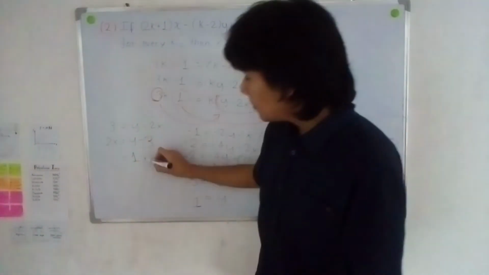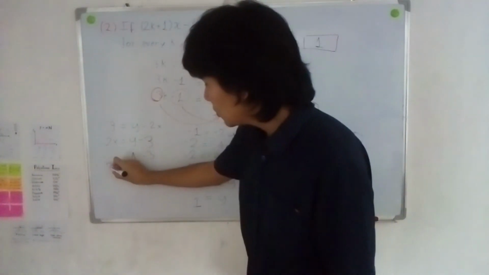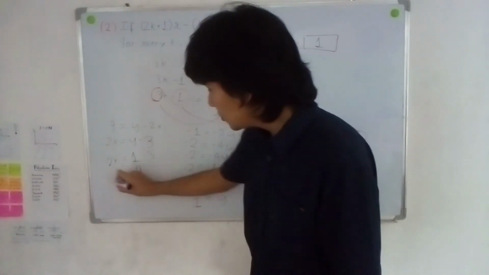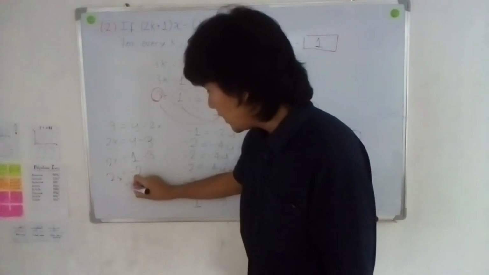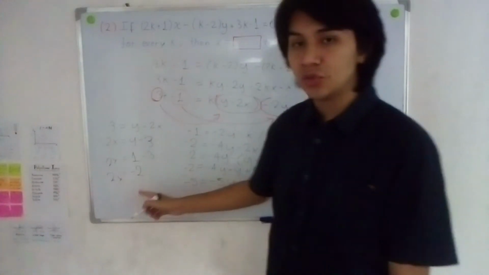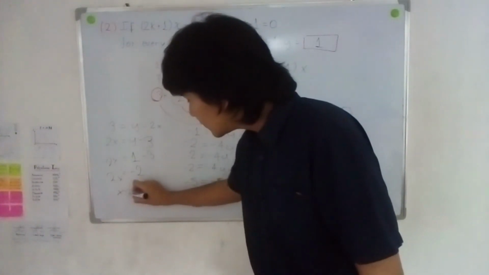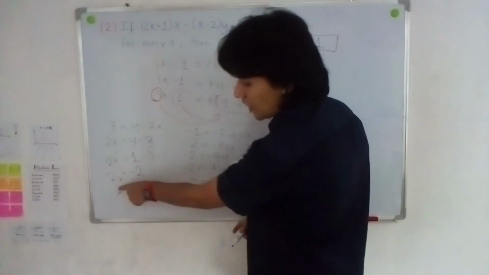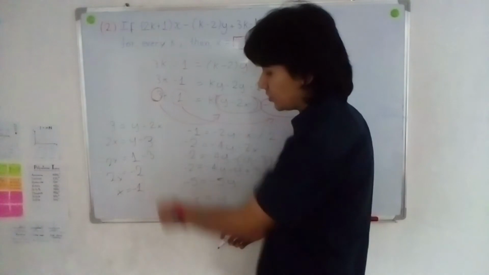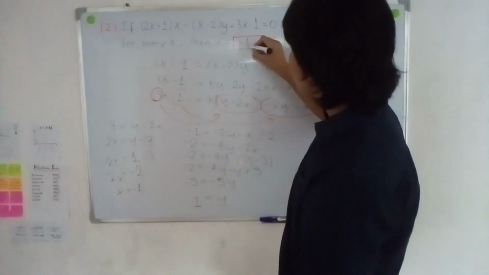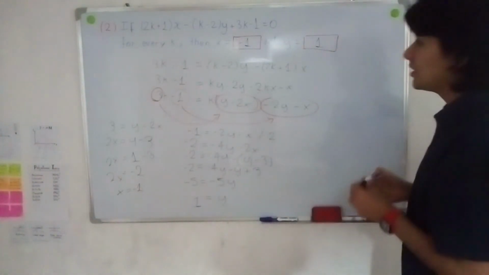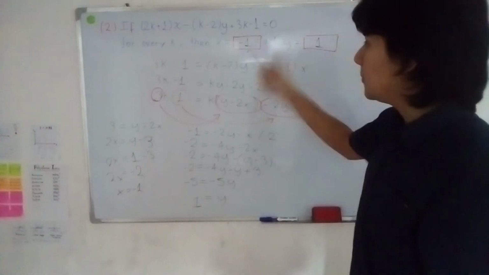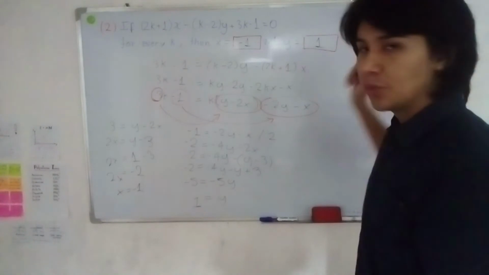Y is 1 minus 3, 2x. That is minus 2, 2x. And x is minus 1. X is minus 1, because 2 times minus 1 is minus 2. Minus 1. And that is the answer. X is equal to minus 1 and y is equal to 1.